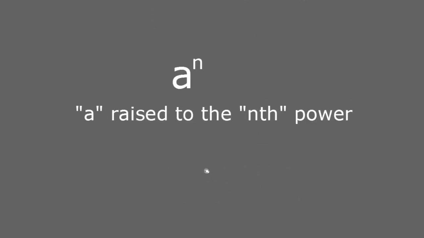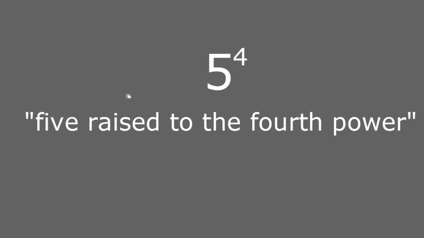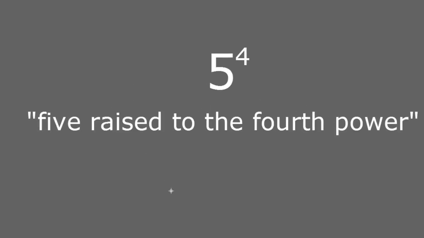Instead of saying that the base number is a and the exponent is n, you can read it as a raised to the nth power. Let me show you with a number. Here the base number is 5, the exponent is 4. You can read that as 5 raised to the 4th power, or 5 to the 4th. Sometimes people read it just like that, 5 to the 4th, or 5 raised to the 4th power.